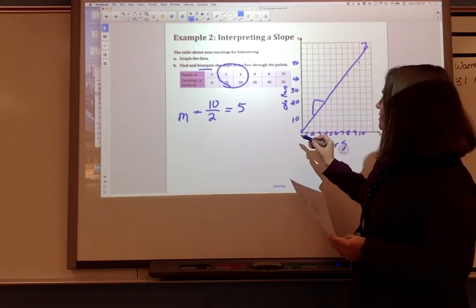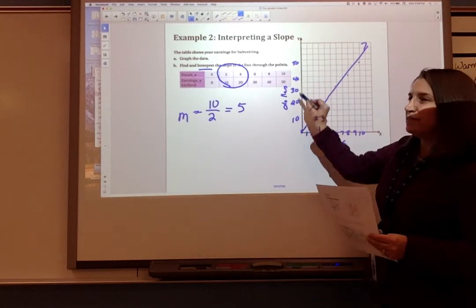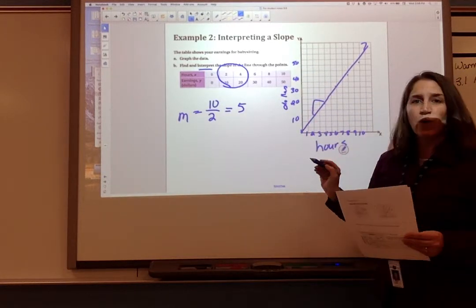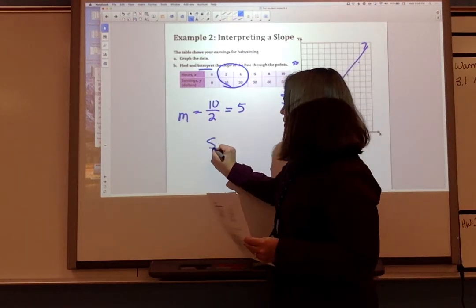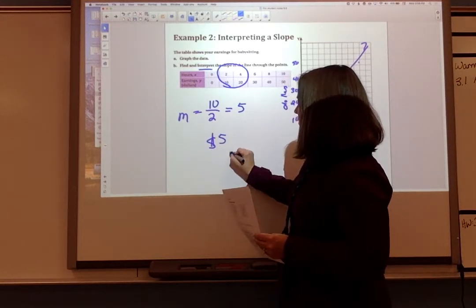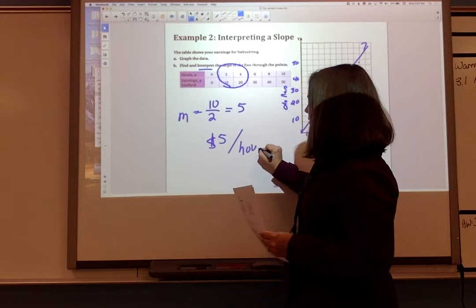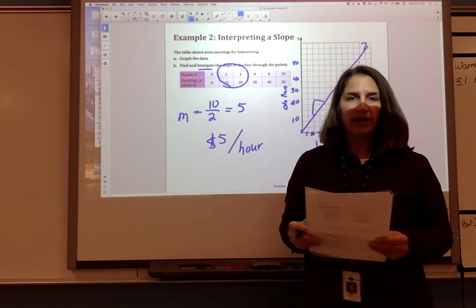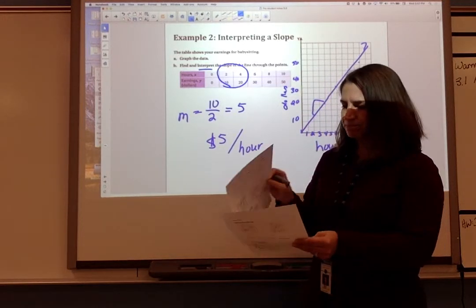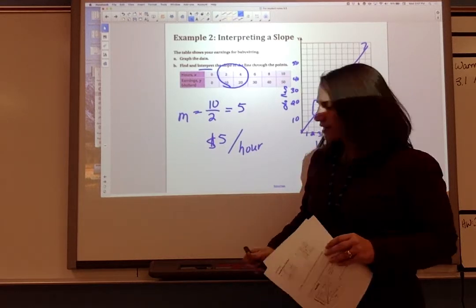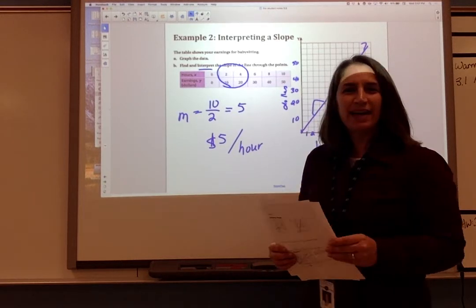So in this case, the y is dollars and the x is hours. So when I interpret this slope, it means $5 per hour. That's our rate that we're making babysitting. All right. Go ahead and try a few of these on your own, and I will see you soon.